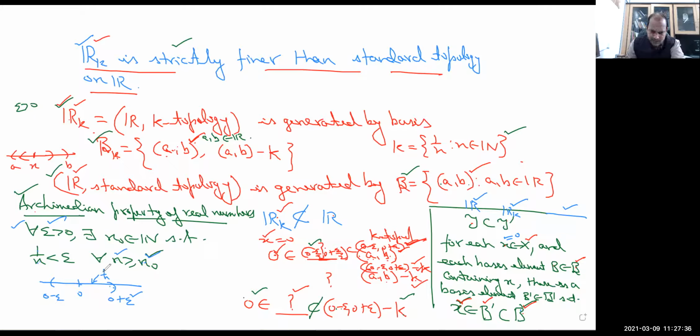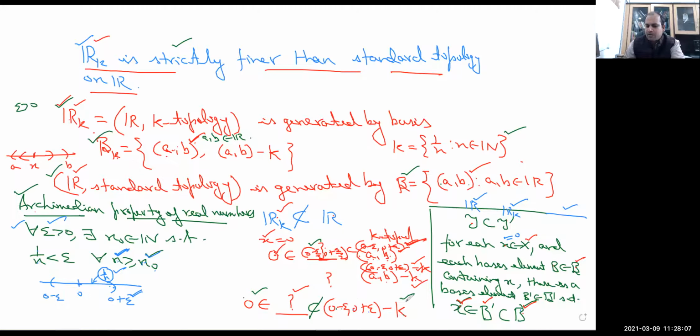How many choices do we have for this 1 by n? This is true for all n greater than or equal to n naught. There are countably infinite choices. How many choices do we have for this n? Infinite choices. So in every neighborhood of 0, in between 0 and epsilon, there are infinitely many members of the type 1 by n, whatever epsilon you choose.